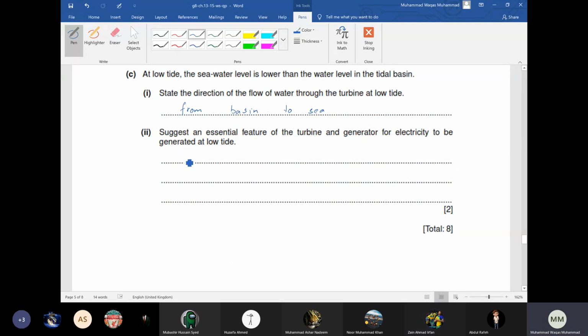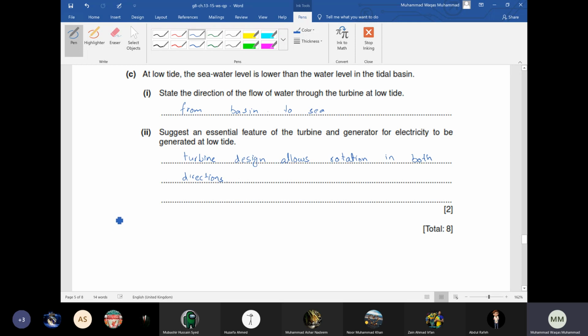So, turbine design allows rotation in both directions.